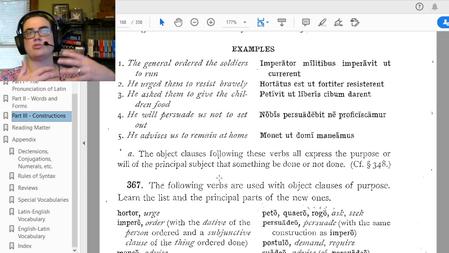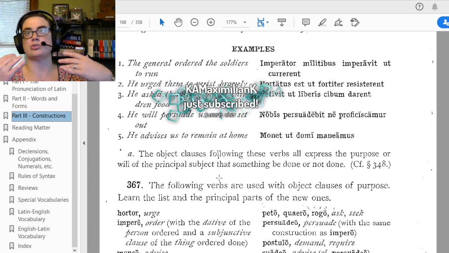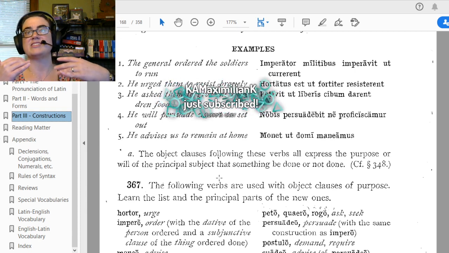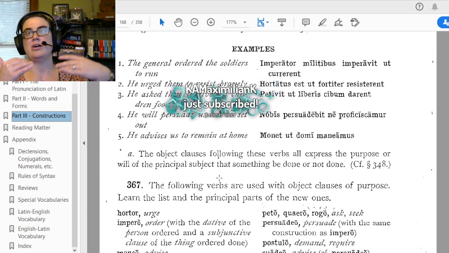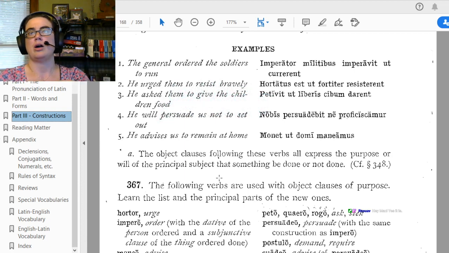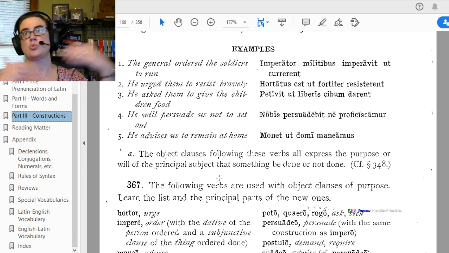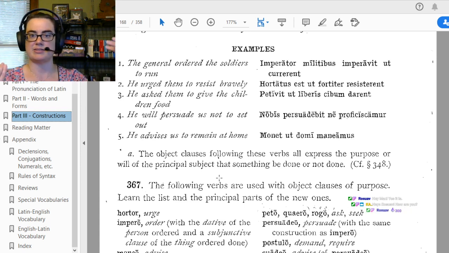He urged them to resist bravely. Hortatus est, he urged, ut fortiter resisterent, that they resist bravely. You'll notice that we've been using the imperfect subjunctive because we're in the secondary tense.